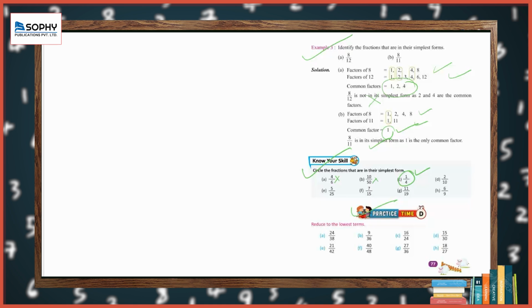Now practice time, students. In the first one, we have to reduce it to the lowest form. So 24 by 38, when we divide it by 2, students, it becomes 12 by 19, since 2 times 1 is 2 and 2 nines are 18. So 12 by 19 is its lowest form. That's how you have to solve the remaining part, students.